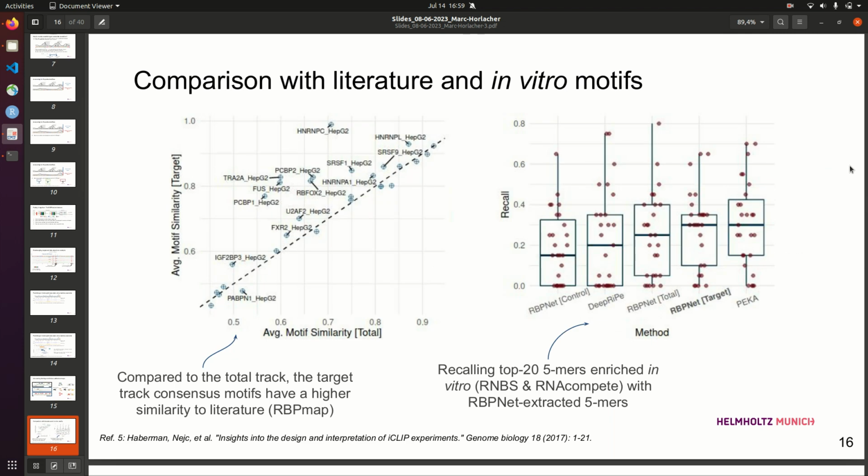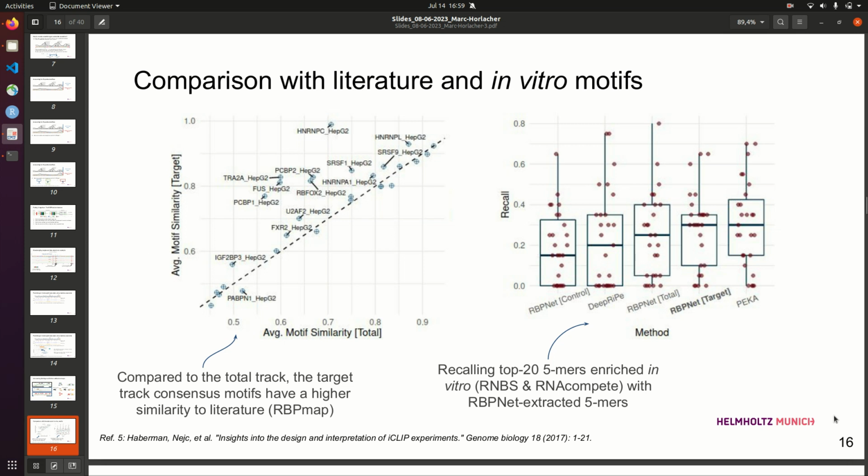So, like I said, we compared our built motifs to literature, and what was interesting on the left-hand side is that when we use feature importance scores computed on the target track, so the unobserved protein-specific prediction track, we saw a much higher agreement to literature motifs than when we used the total track, which still contains some degree of bias.